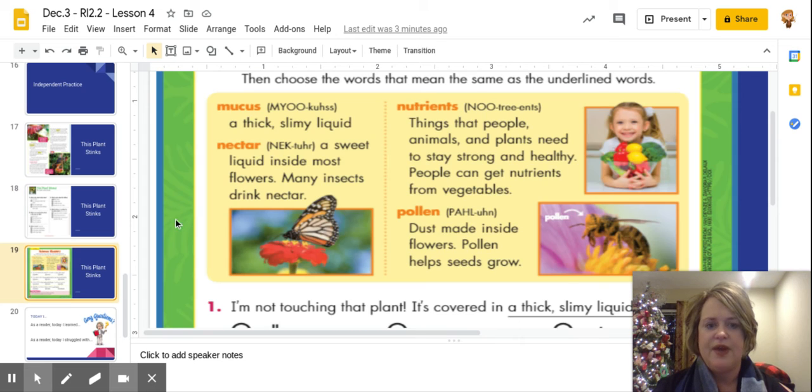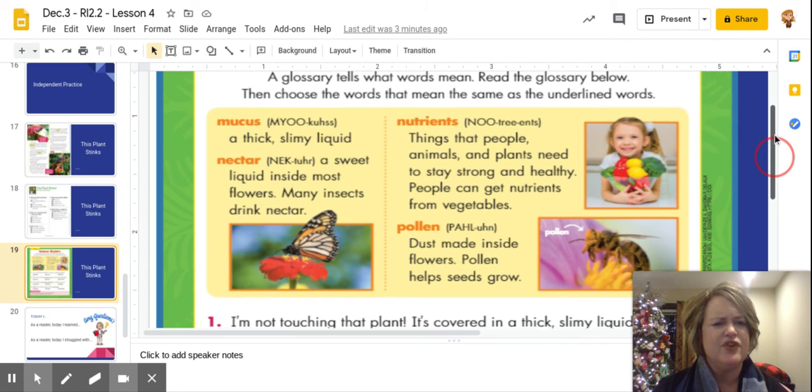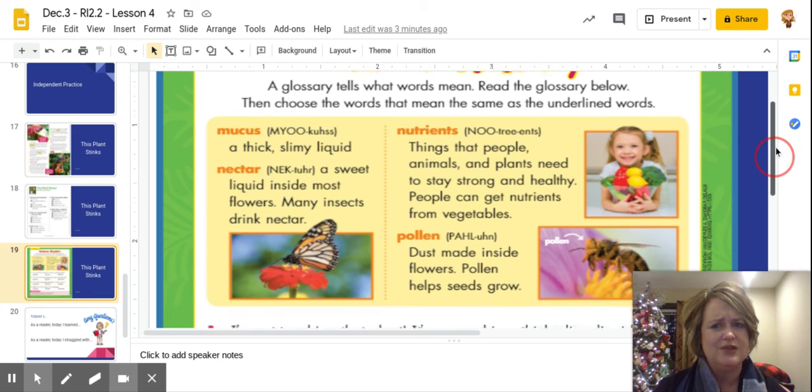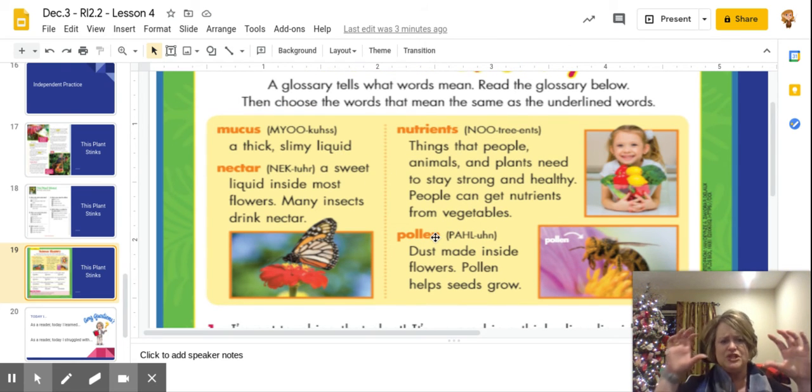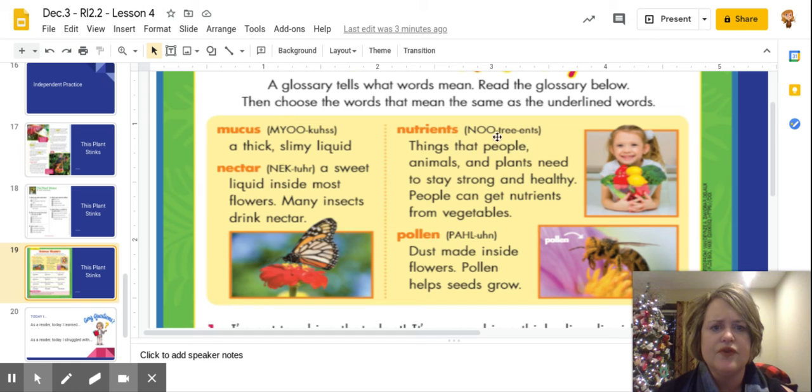And then you have some science vocabulary to read: mucus, nectar, nutrients, pollen. I want you to pretend that this is like reading a dictionary or a glossary, and it's going to tell you what those words mean. That's what a glossary and a dictionary does. You can use it to look for the word. This is how you say it. If you were going to say it, you would say nutrients or pollen. So it tells you phonetically how to say it.